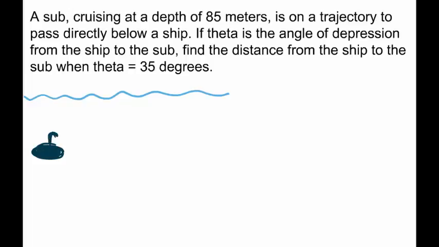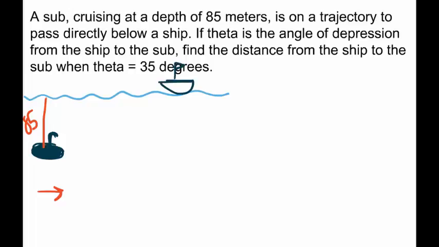Just pretend it's a sub. It's got a little scope that comes out of the top of it. It's cruising at a depth of 85 meters, so it's 85 meters below. It's on a trajectory that's going to pass directly below a ship. So that means the sub's going this way. There's some boat up here that is going to pass right underneath.